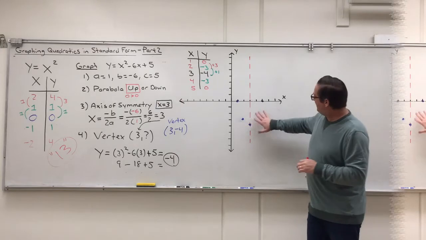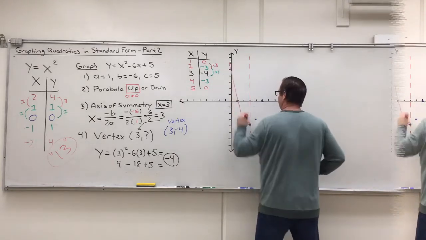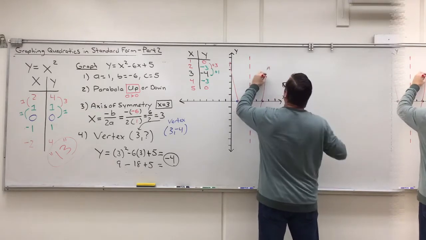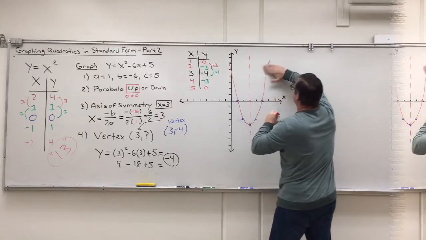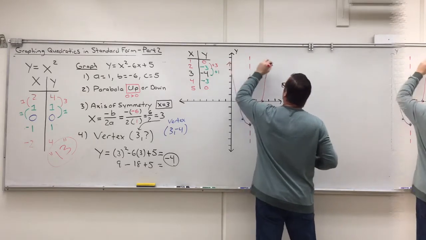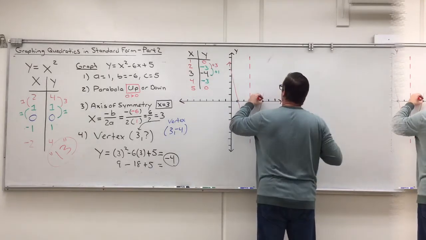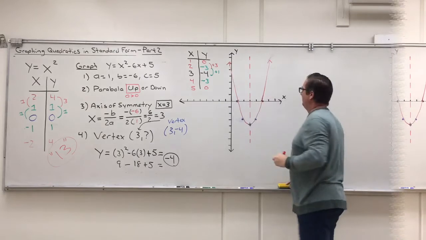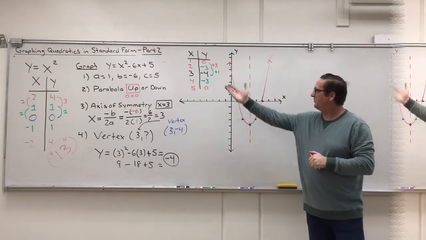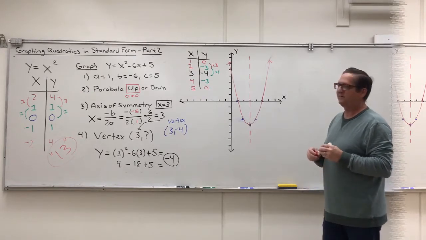And so my graph's a little off, but that's okay. We're going to go ahead and finish our graph out. And we have graphed the parabola for y equals x squared minus 6x plus 5.